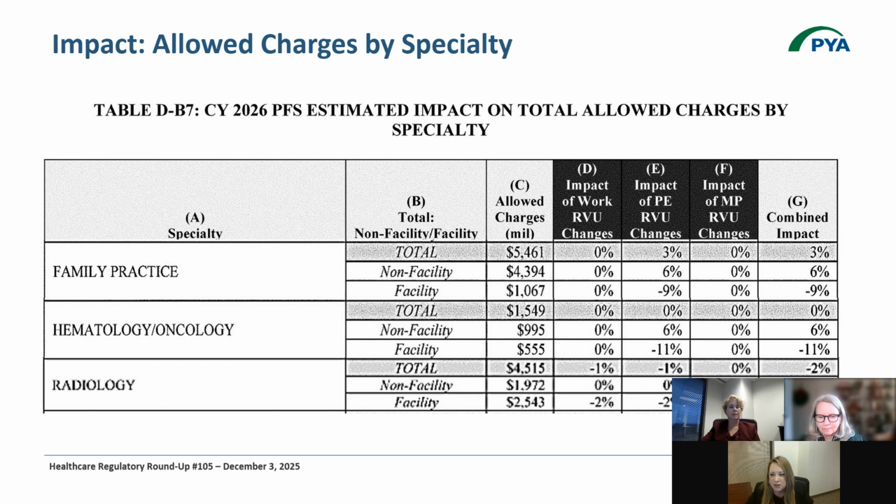Similar story with hematology oncology. Anything that's happening in the facility is going to see a double-digit decrease of 11%, whereas the services being rendered in the practice see a 6% decline. And then for radiology services, a 3% decline for facility-based services and 1% for non-facility. A lot of those radiology services are happening on the facility side of the house, so the overall combined impact there is negative.